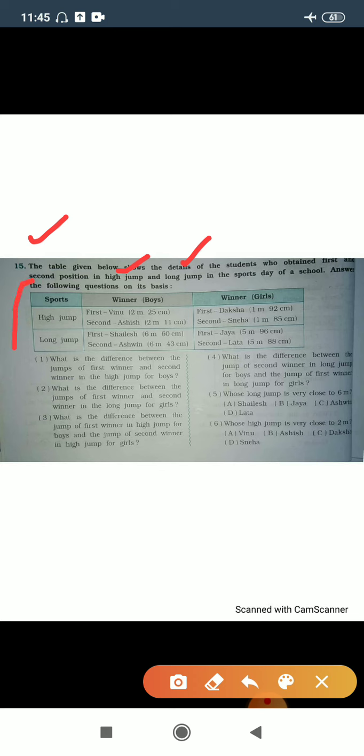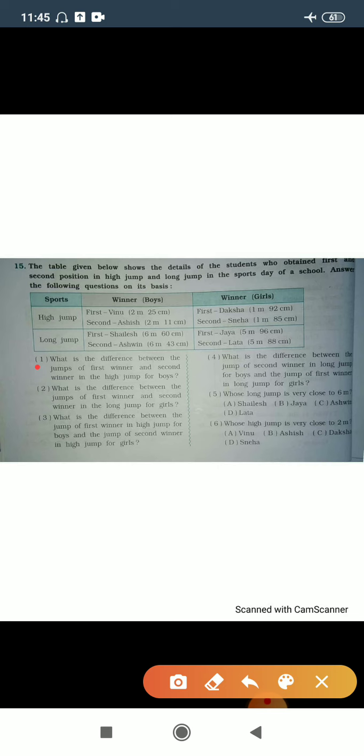Now the table is given here. High jump and long jump are given, the winners of boys are in the second column and the winners of girls are in the third column. Now with the help of this table we need to answer the following questions. So let's start. Number 1. What is the difference between the jumps of first winner and second winner in the high jump for boys?